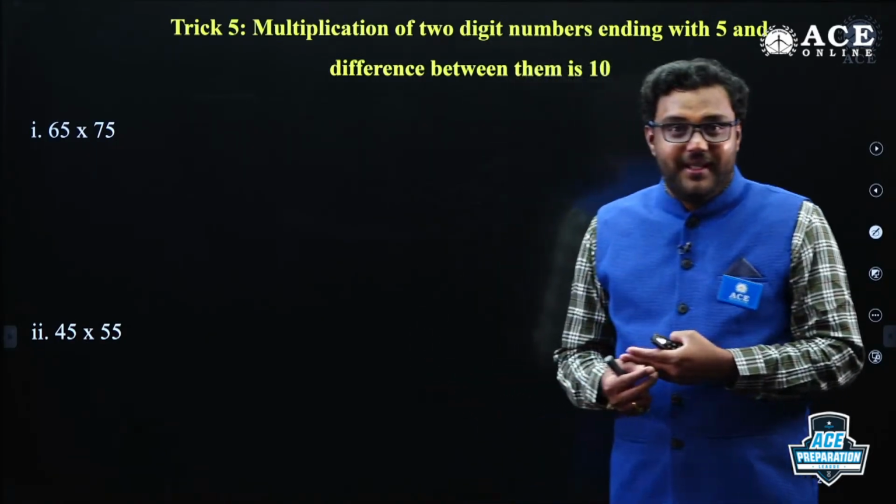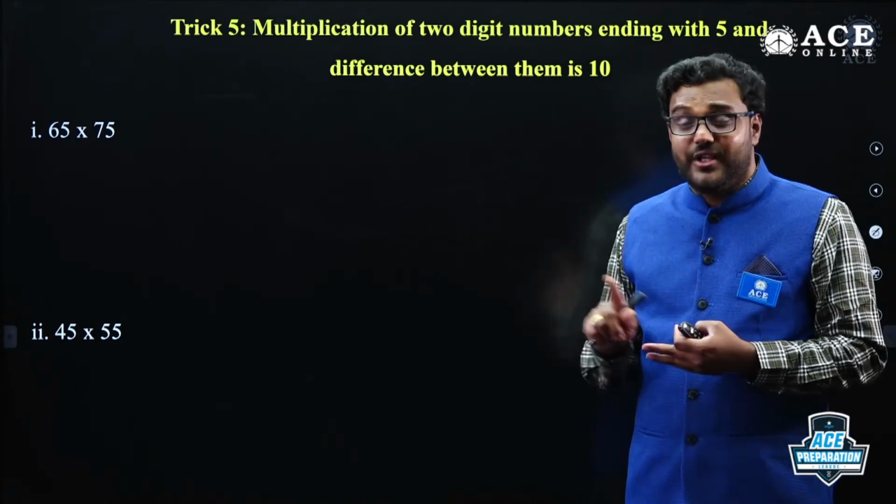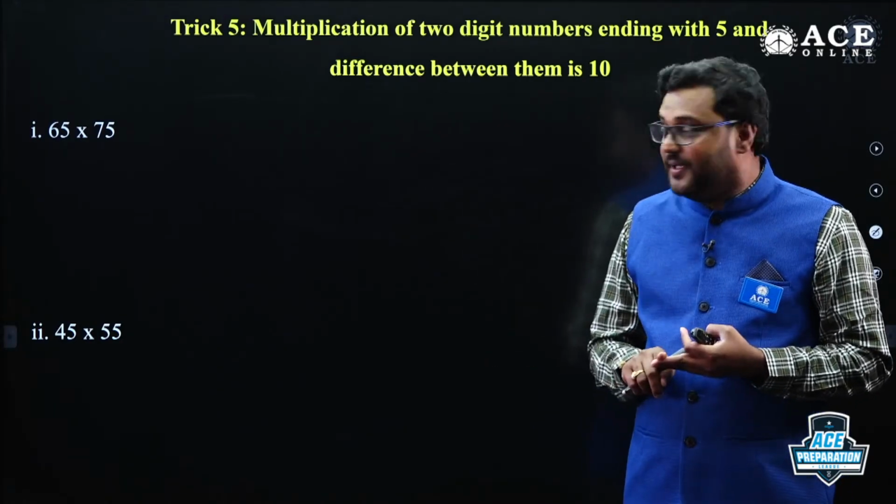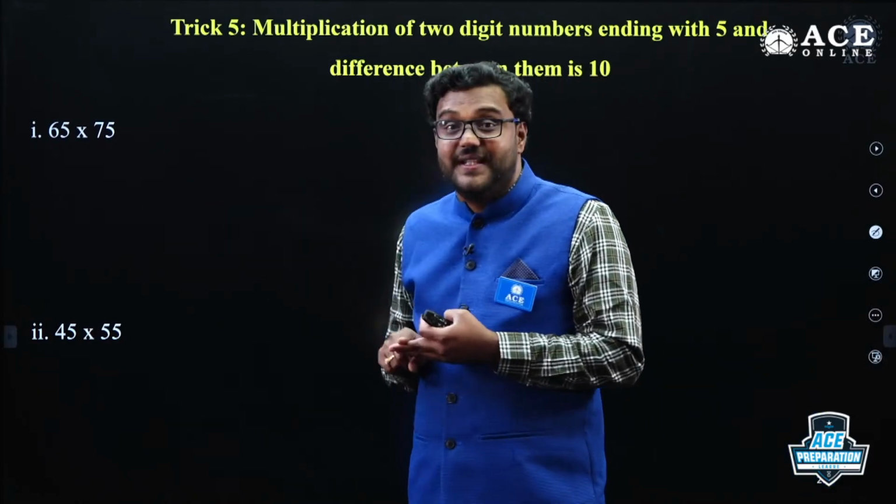Now trick 5. Here your previous also ending with 5, this is also ending with 5, but a 10 difference is there.